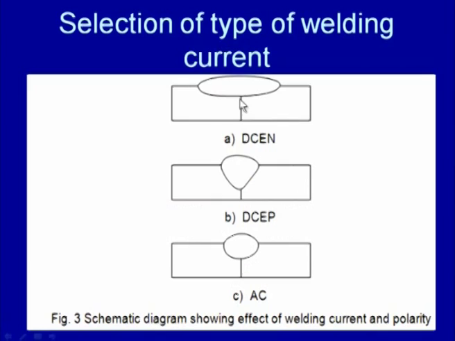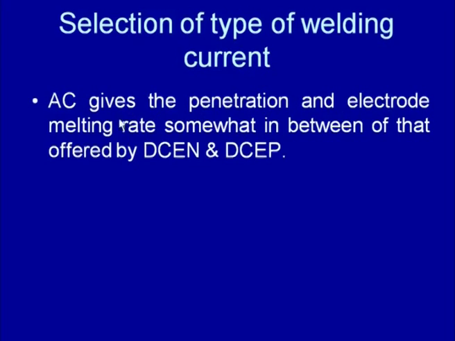Now let us see how the polarity and the type of welding current affect the weld bead geometry. With DCEN, a wider and flatter bead is obtained with narrow penetration, while in case of DCEP a narrow bead is obtained, but it causes deeper penetration. The optimum width and penetration are obtained in case of the AC current. AC gives the penetration and electrode melting rate somewhere between those of DCEN and DCEP. So, if control over the heat input is not a very important factor for developing a sound weld joint, then AC is preferred, provided we are able to have a smooth and stable arc for producing uniform heat.